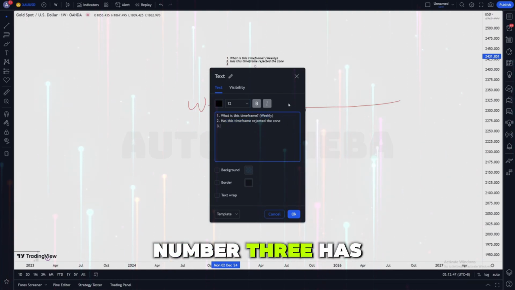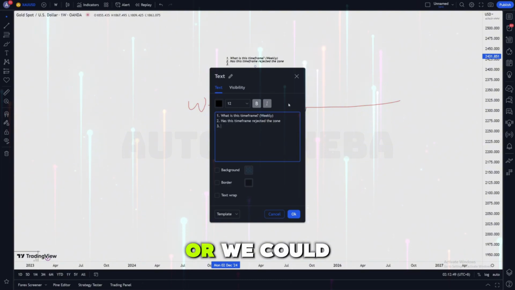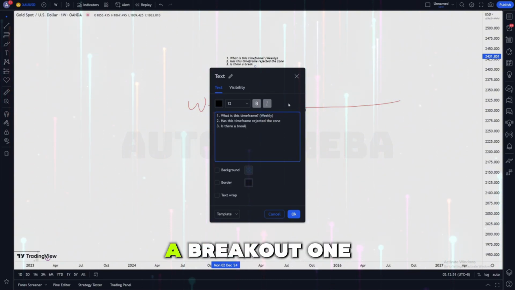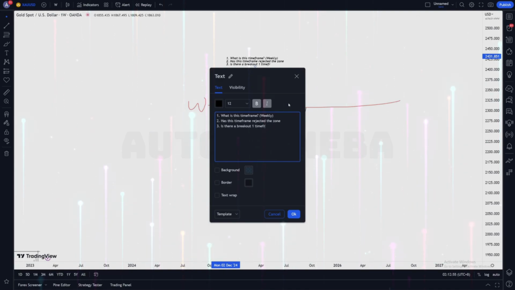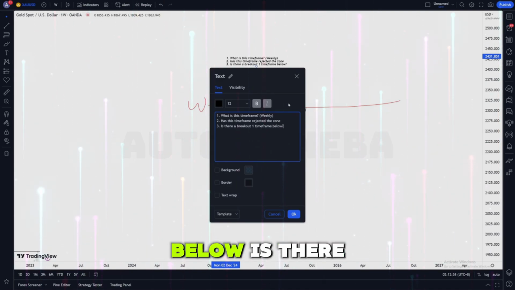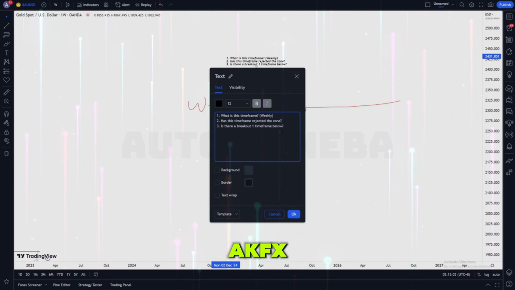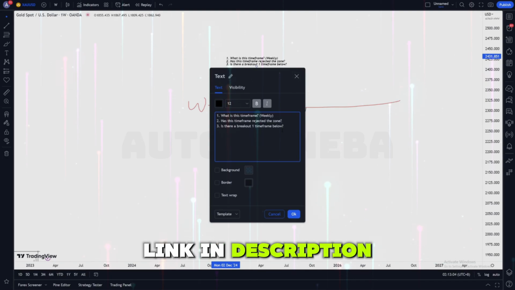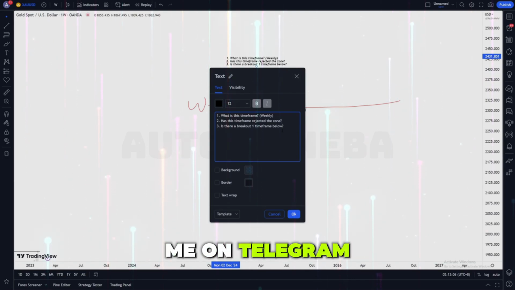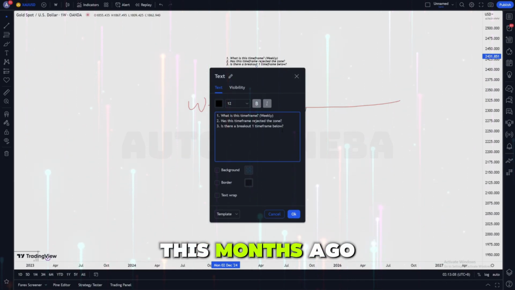Number 3: is there a breakout one time frame below? So this is what I mean. If you guys look back at AKFX, my Telegram channel, link in description section below, if you guys haven't already followed me on Telegram, I've talked about this months ago.